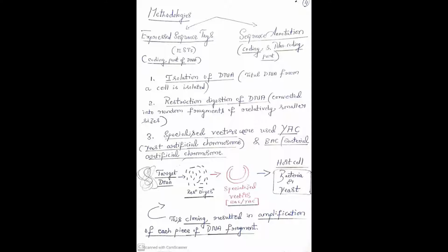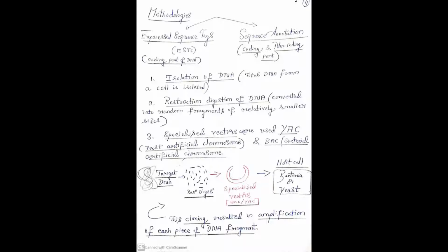But here, since there are larger pieces of DNA, we need to use specialized vectors, that is YAC and BAC. YAC refers to yeast artificial chromosome and BAC refers to bacterial artificial chromosome. Depending on the specialized vector, the host cells may be bacteria or yeast. So the methodology is very simple. First, isolate the DNA, cut into fragments, insert into a specialized vector, and then insert into a host cell.